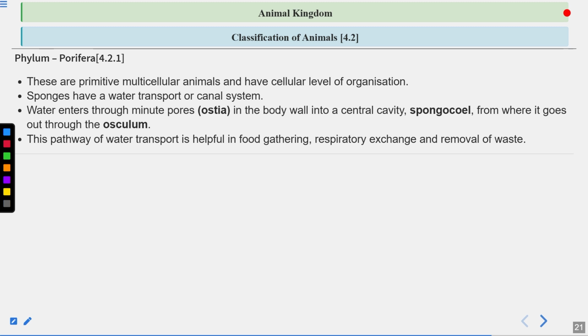So this pathway of water transport is helpful in food gathering, capturing of the food, respiratory exchange, meaning gaseous exchange, and also the removal of waste from the body. So this canal system or water system is very, very important because it helps in the capturing of food, gaseous exchange, and also the removal of waste material from the body.